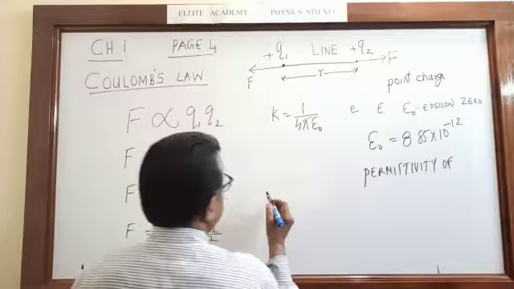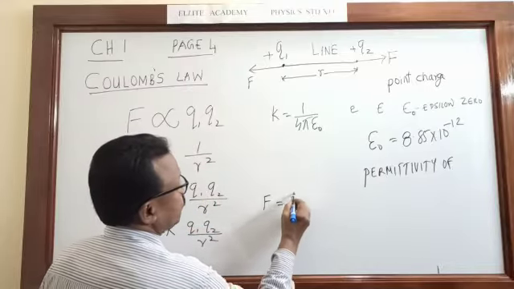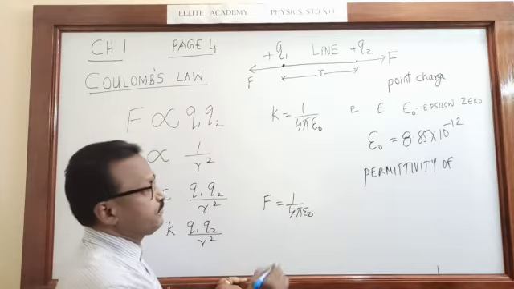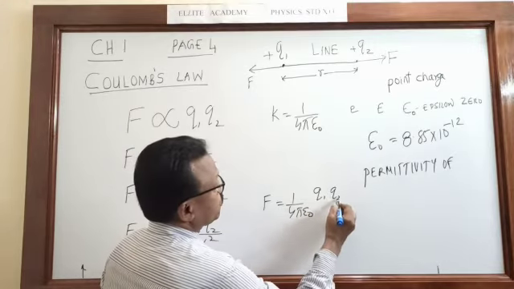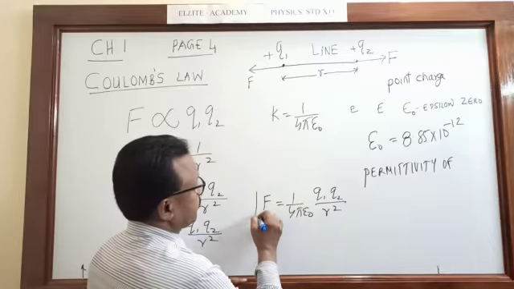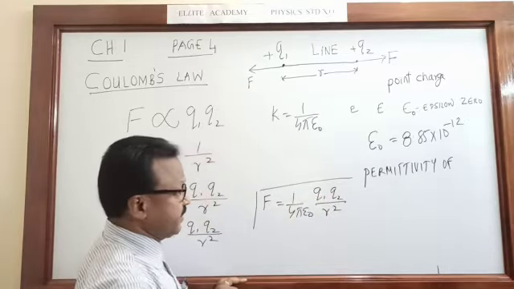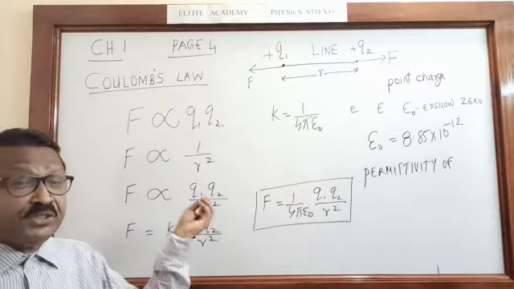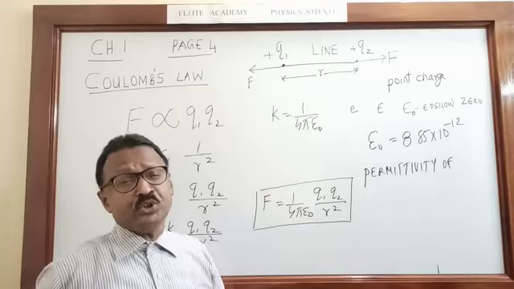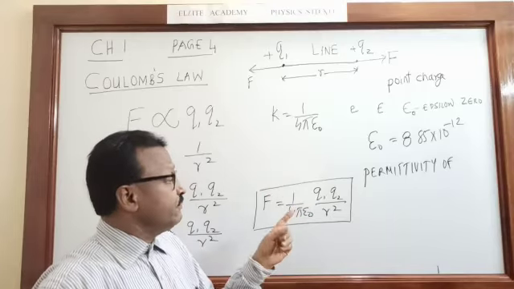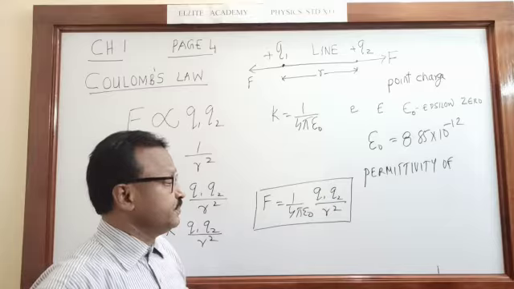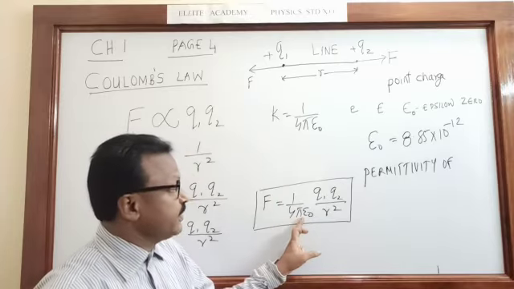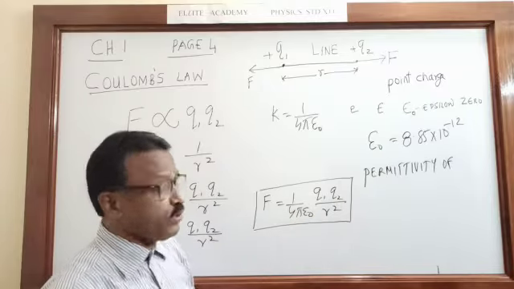Then our equation finally comes: F is equal to 1 upon 4 pi epsilon 0, Q1 Q2 upon R square. We have to understand the equation, remember the equation by heart. Whichever equations we want for the exam point of view, for doing the problems, we will be putting in a rectangular box. So this is the first major equation of the chapter. F is 1 upon 4 pi epsilon 0 Q1 Q2 upon R square.